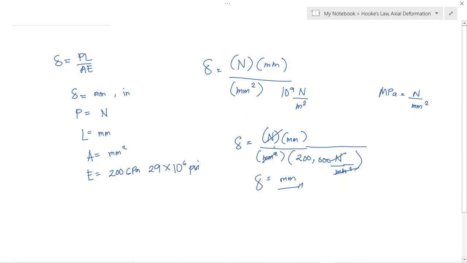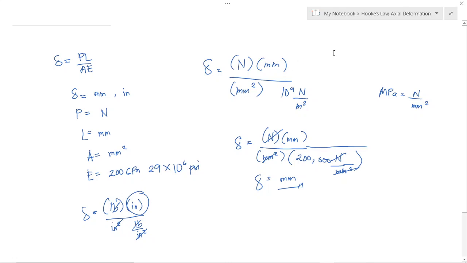Kasi hindi naman ganun kalaki ang deformation when it comes to CE structure problems sa axial deformation. Okay, so yun yung unit analysis. Same with English unit. Kapag English unit naman, P in pounds, length in inches, then this is square inches, then this one is pound per square inch, kasi PSI. So, cancel yung pounds, matitira yung inch. So, ganun lang yung class.